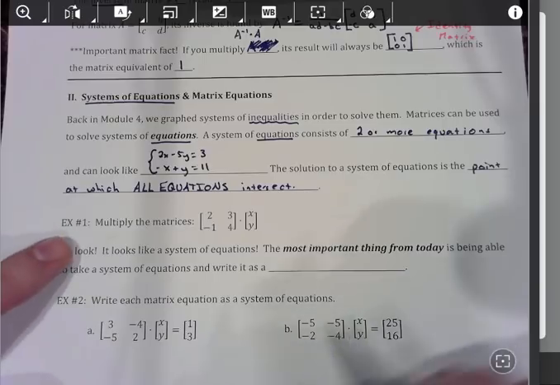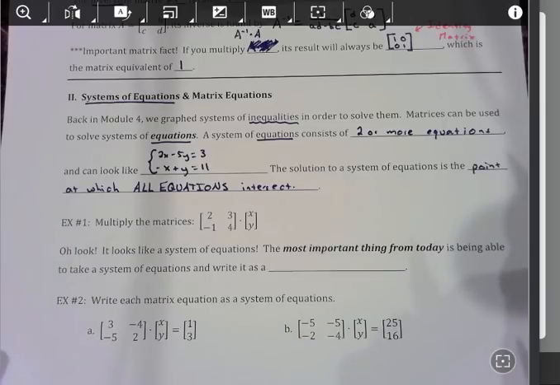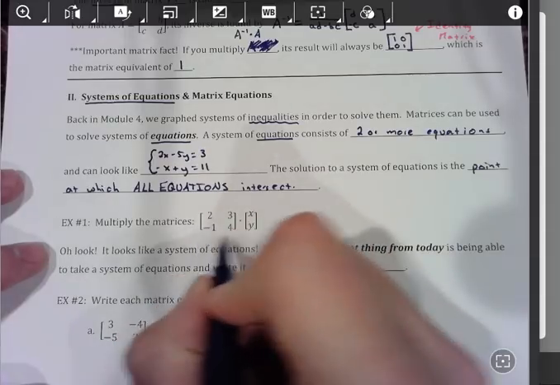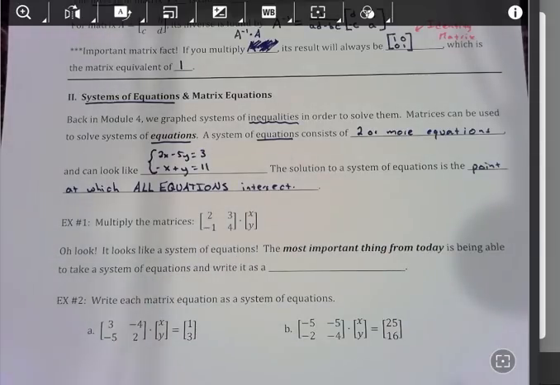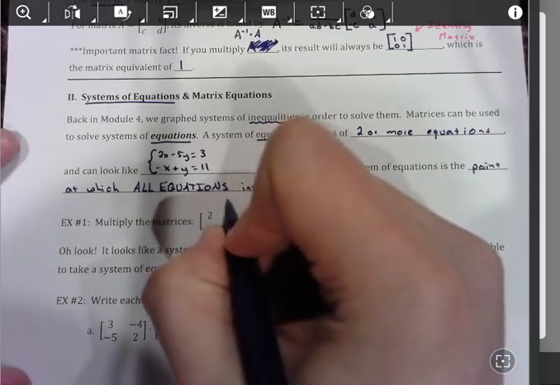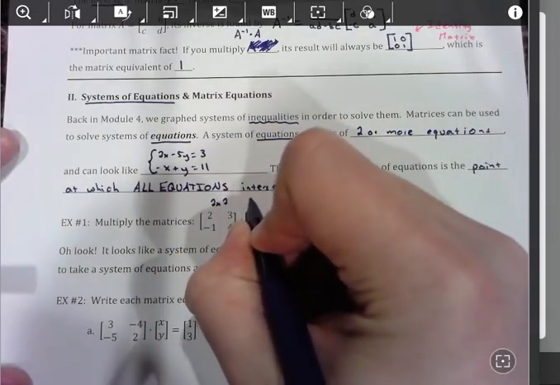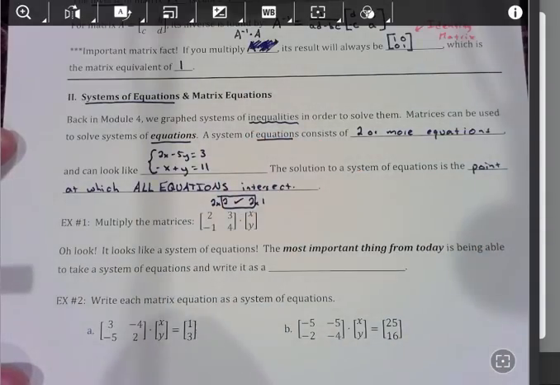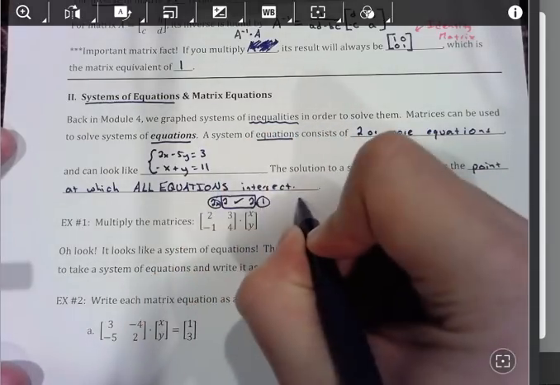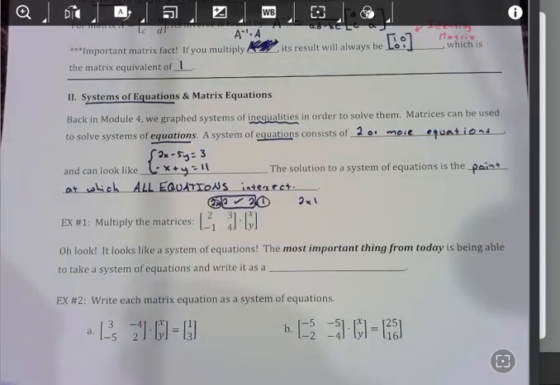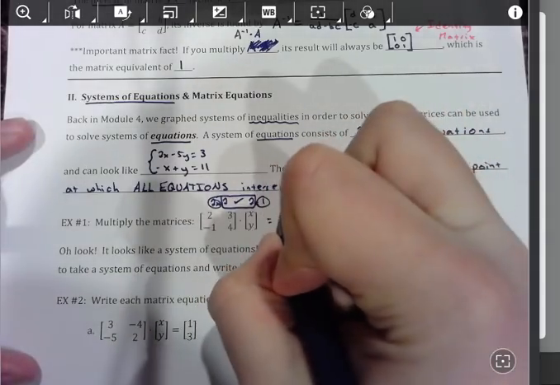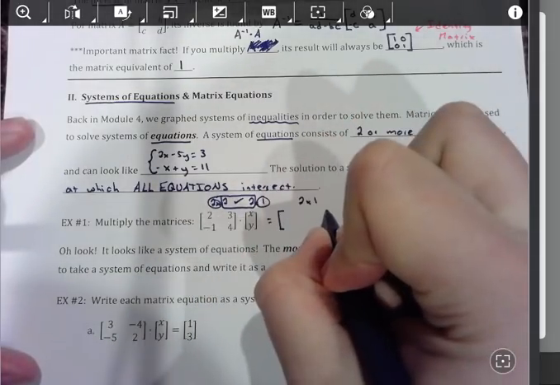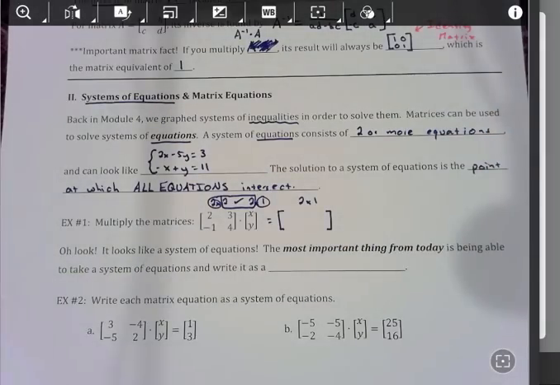So here's what I want to do. In order to see how this goes, we are going to multiply these matrices, just like you guys did for me on Thursday, and then again on Friday. So first of all, let's check and make sure that we can actually multiply them. This is a 2 by 2. This is a 2 by 1. Inside dimensions match. And our result should be a 2 by 1. So we should get a 2-row, 1-column matrix out of this.